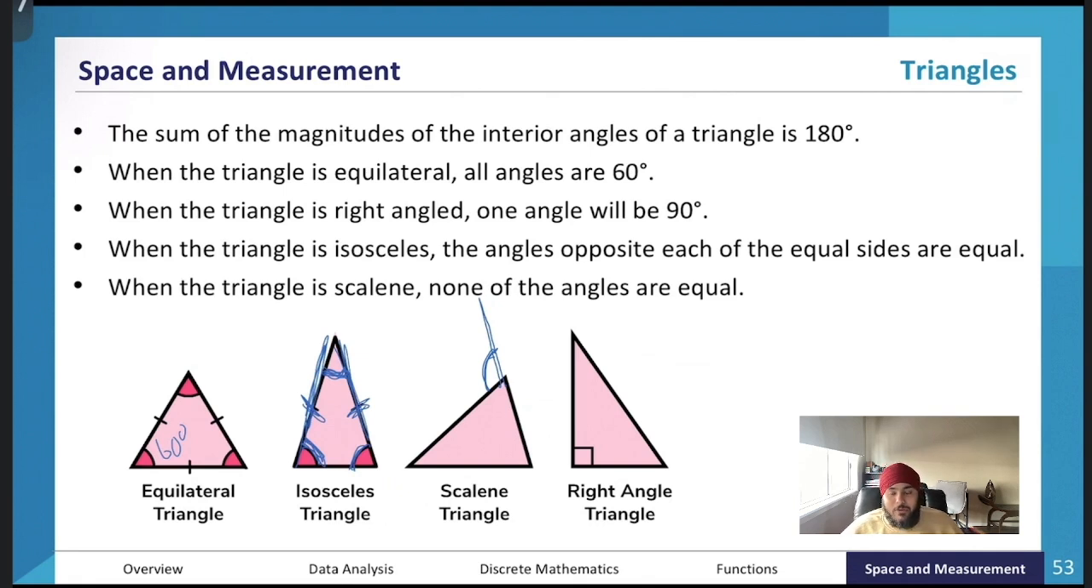And then finally we have the right angle triangle. So a right angle triangle is basically where we form a 90-degree angle. So any triangle that has a 90-degree angle is a right angle triangle. And these triangles are really important for the next few topics that we'll look at.